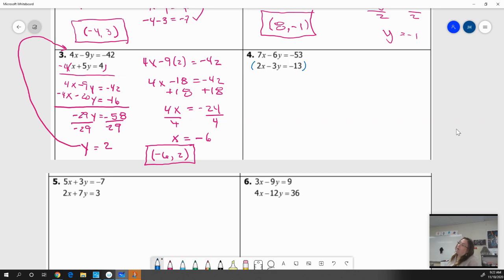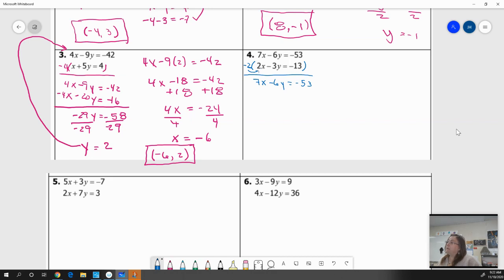Now I want it to have an opposite sign. So I'm going to multiply this times negative 2. Right? Because if I do that, that gives me a positive 6y. And so when I add these two equations together, one will drop out. So again, I'm going to rewrite the first equation just so they're stacked. 7x minus 6y equals negative 53. And then I'm going to distribute this negative 2 to each piece.